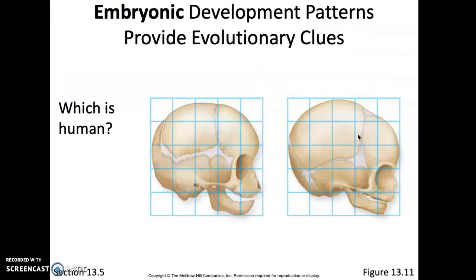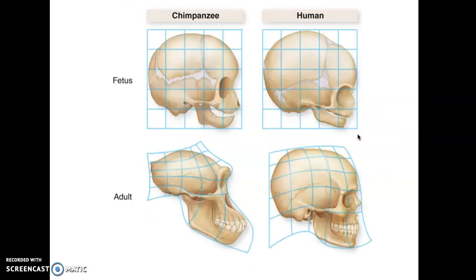Let's look at embryonic development patterns. These are really good to look at. Which do you think is human? Because this can also provide evolutionary clues. What do these organisms look like when they're developing? Do they look very similar? That's the chimp, that's the human. Could you guess? When they're a fetus, very hard to guess. When it's an adult, they grow at different rates, the different parts of the skull, and then it becomes very evident which is which.